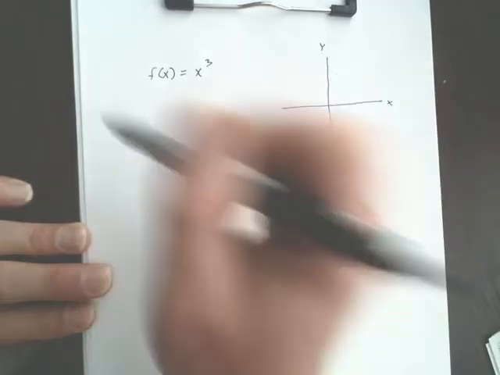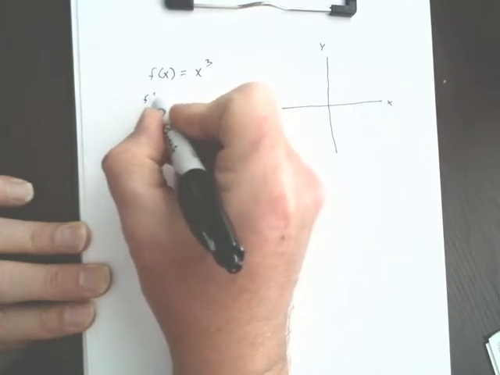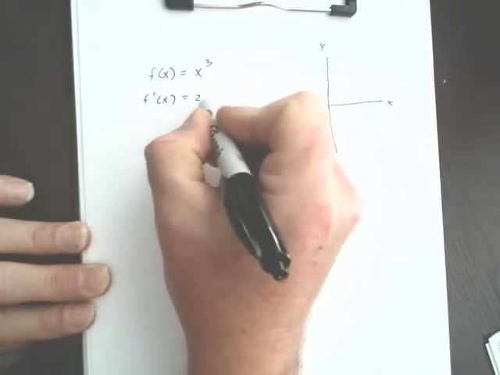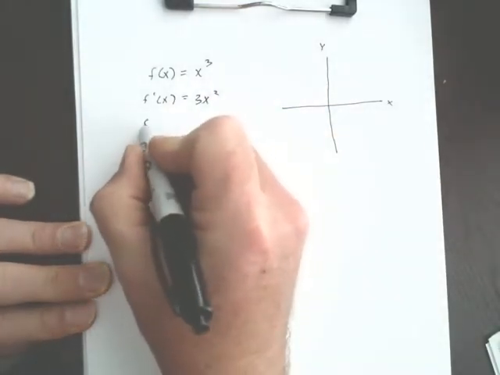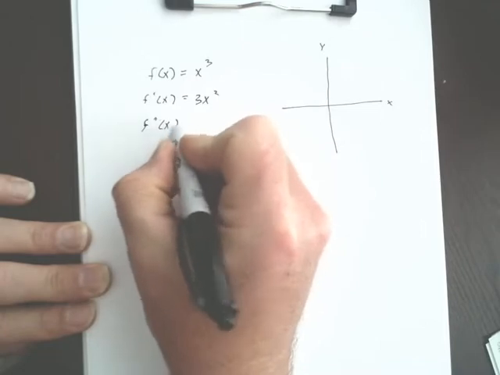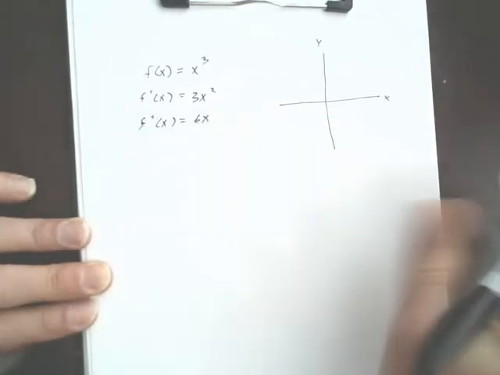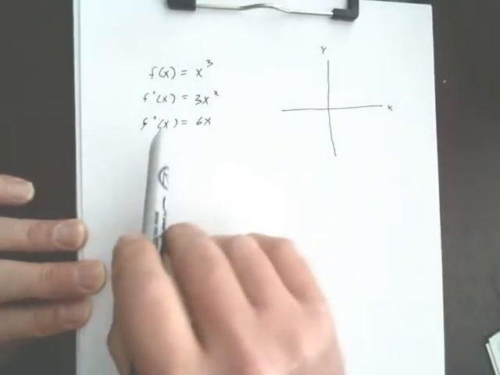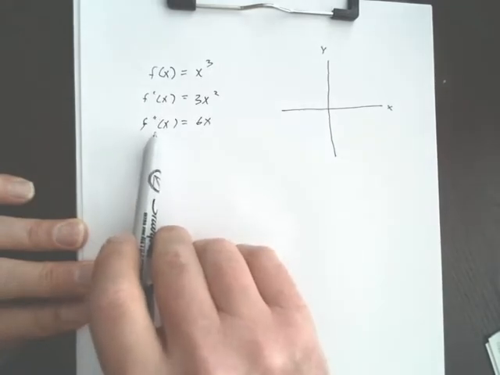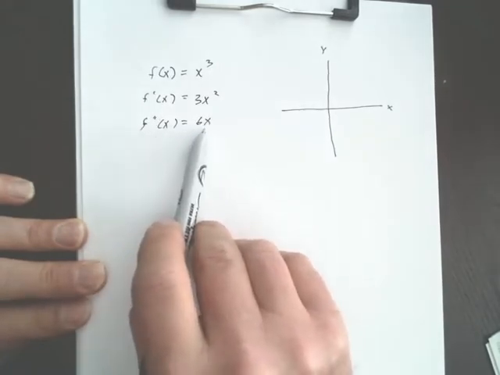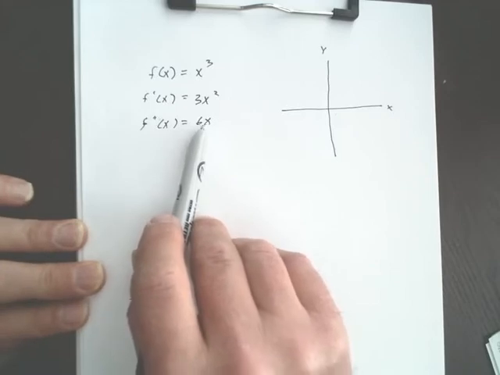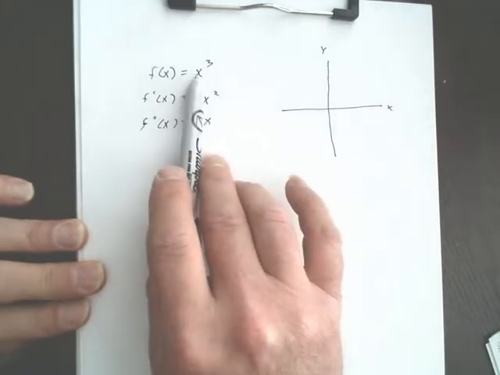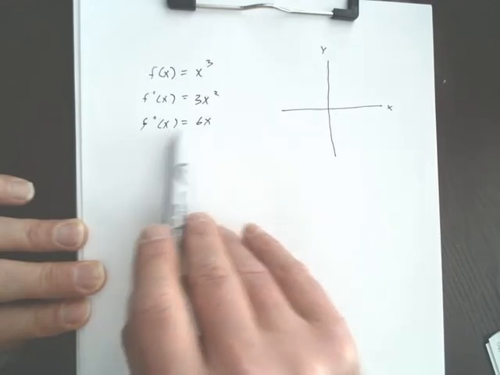So we're going to find the first derivative, which equals 3x squared. Then the second derivative, which equals 6x. Now, if you notice that the second derivative equaling 6x means that the concavity is going to be different depending on x. When x is positive, this function is concave up. When x is negative, this function is concave down. Okay?